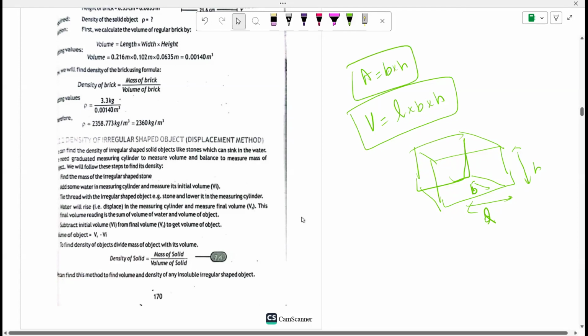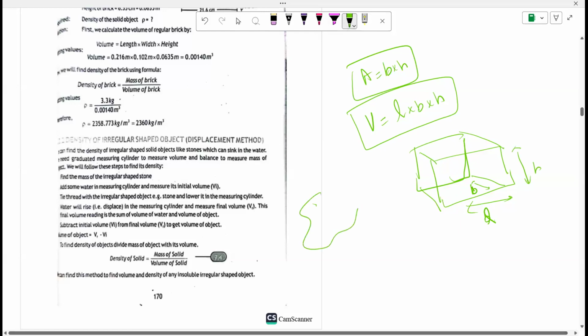Anyhow, for a regular shape object we will measure the length, base and height of that object, and we will find the volume of that object. But if we have an irregular shape solid substance whose volume and density is to be measured, what will we do? Same rules. What is the formula for density? Mass per volume. Mass over volume.